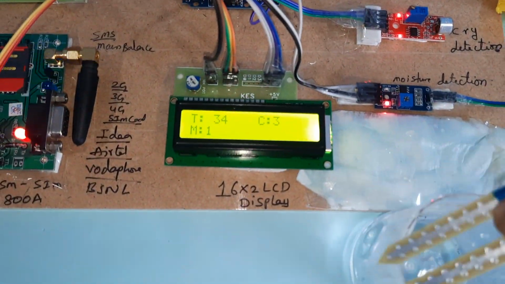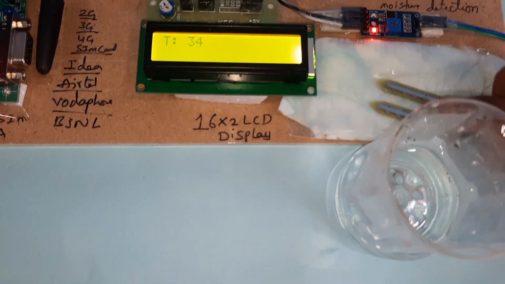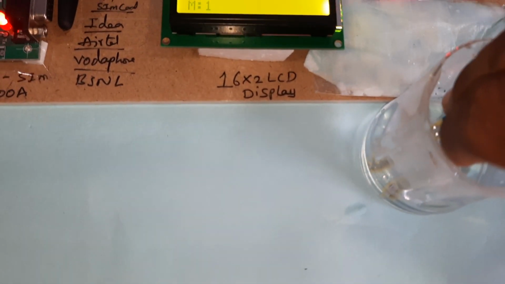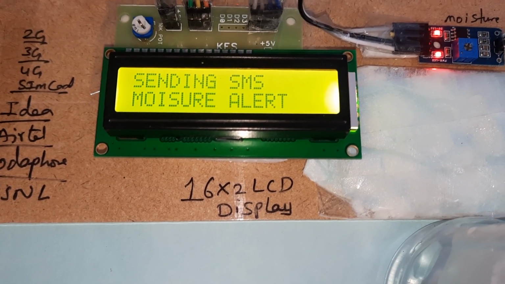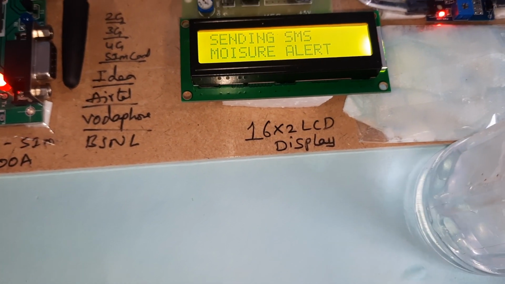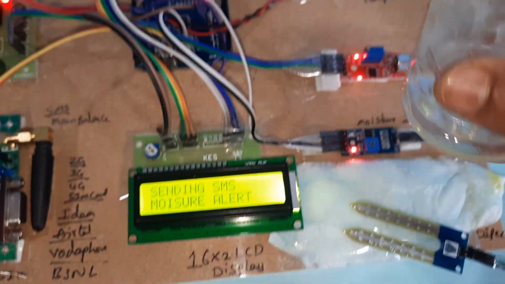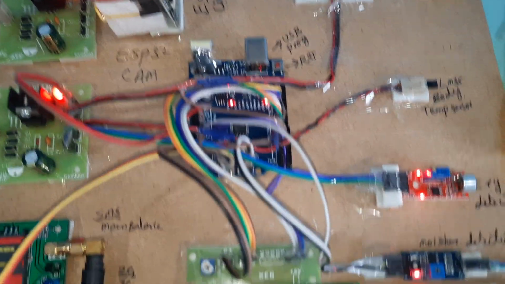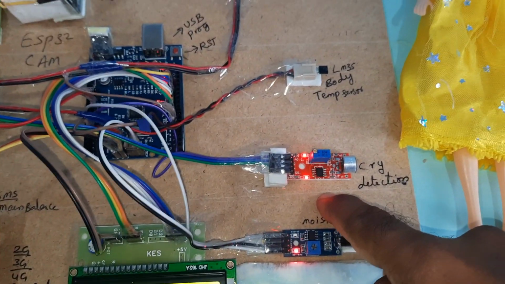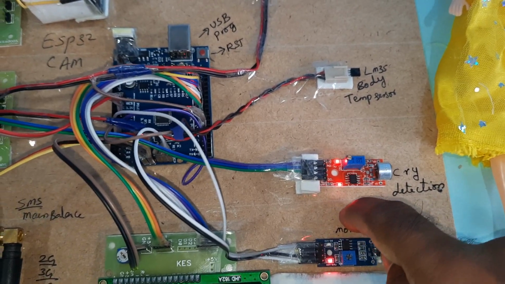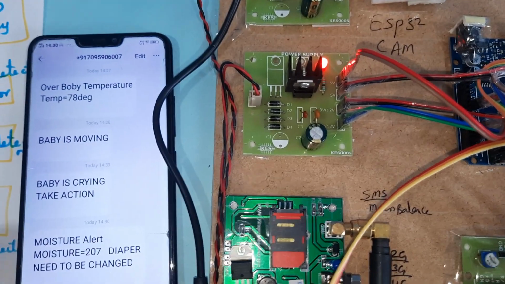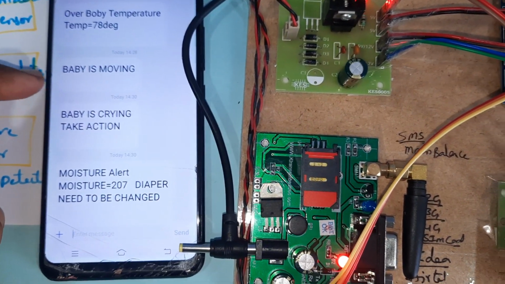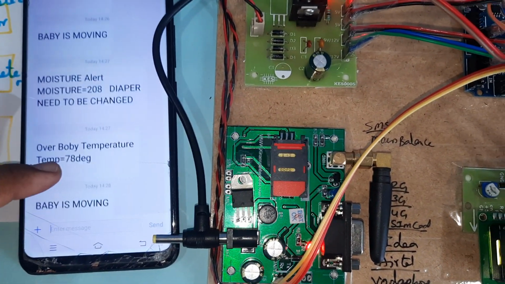Moisture. T for temperature, M for moisture detected. So here I'm using some bore water. Cry detection, so only if there is a larger cry, then it will detect. LM35 temperature sensor, moisture detected, baby crying, baby moving, over temperature.